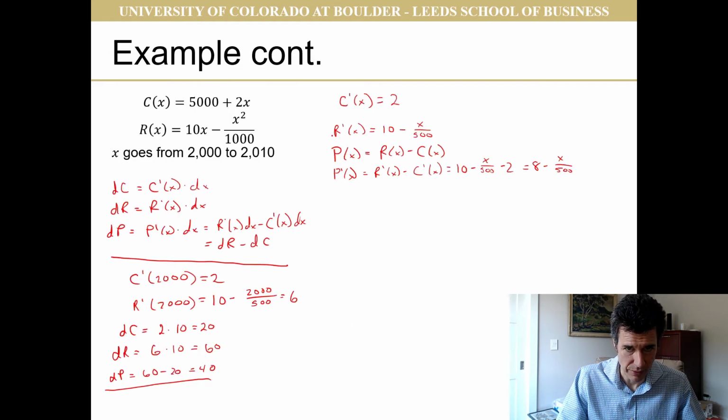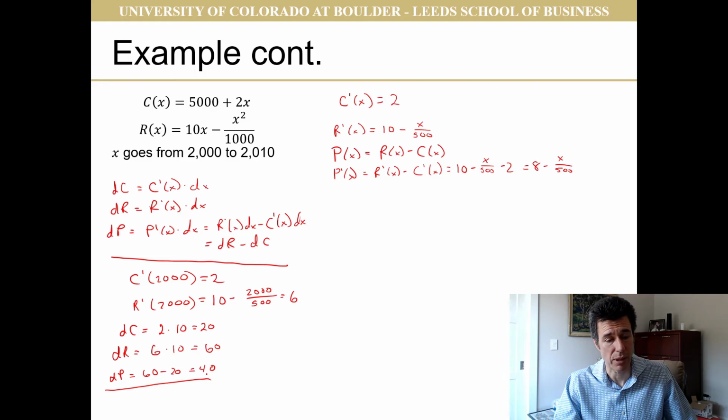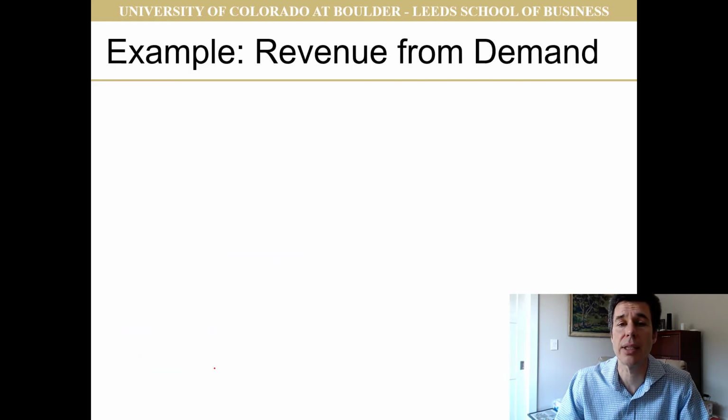Find the approximate changes in cost, revenue, and profit if production is increased from 2000 to 2010. We took the derivatives, which are the marginal cost, marginal revenue, and marginal profit. We calculate the differentials, dC, dR, dP, and we find dC is 20, costs go up by approximately $20. dR is 60, revenues go up by approximately $60, which is good, so profits go up by approximately $40. All right, let's look at another example.